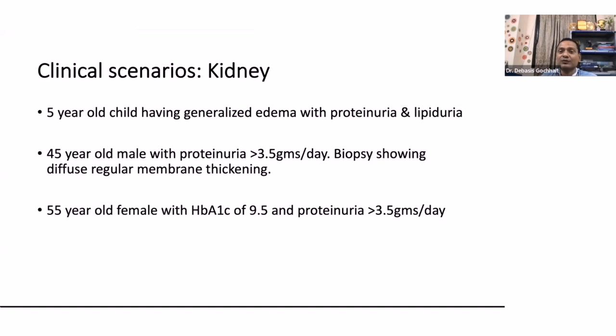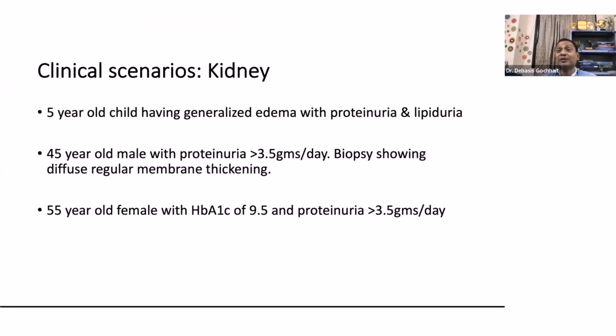If you see HbA1c, it is normally less than 5.6. For a normal person, it will be less than 5.6. So 9.5 is massively elevated. So what does it tell you? That the patient's sugars are likely to be elevated. So the patient is likely to have what disease? A diabetic patient. Now, there is a proteinuria of more than 3.5 grams per day. So what are we talking about? We are talking about diabetic nephropathy.